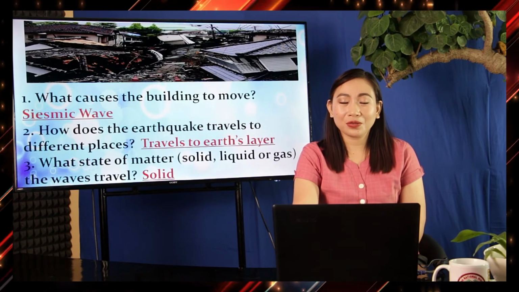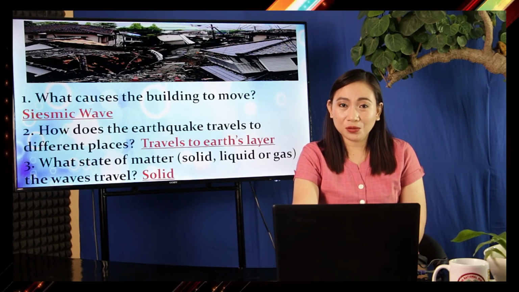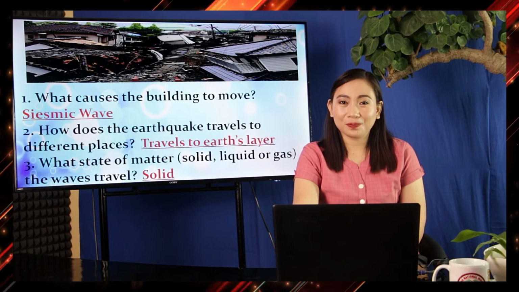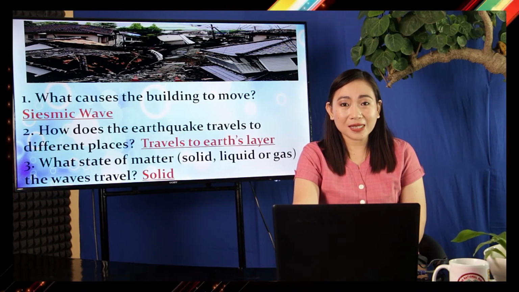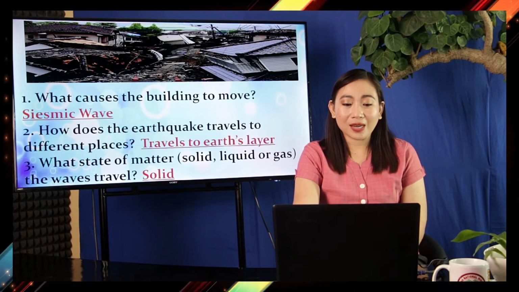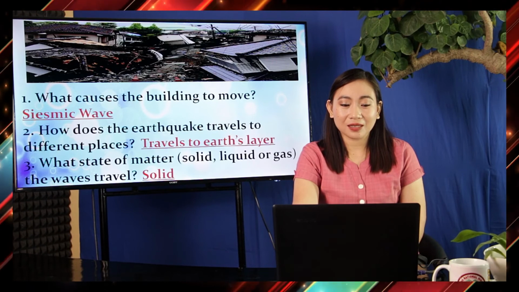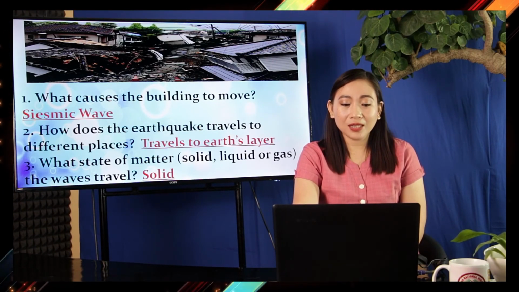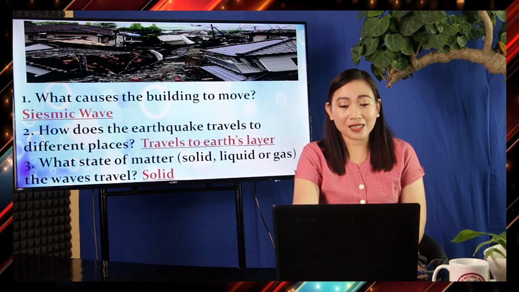For picture number 3. Number 1. What causes the building to move? The correct answer is seismic wave. Number 2. How does the earthquake travel to different places? The correct answer is it travels through the Earth's layers. Number 3. What state of matter, solid, liquid, or gas, do the waves travel through? The correct answer is solid.